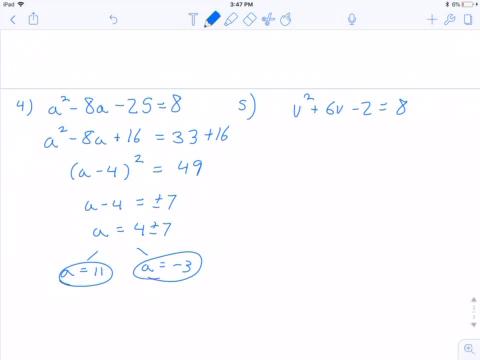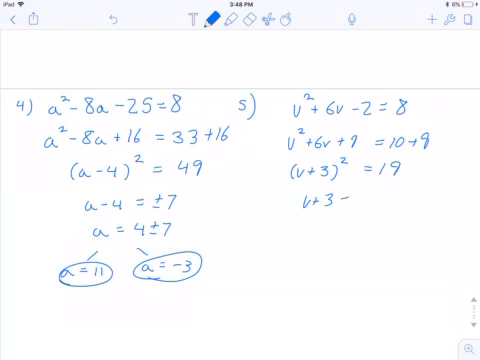Now try number 5. Make room. Add the b value divided by 2 is 3, squared is 9. The two numbers that multiply to get 9 but add to get 6 are 3 and 3. So that's v plus 3 times v plus 3, which can be written as v plus 3 squared.